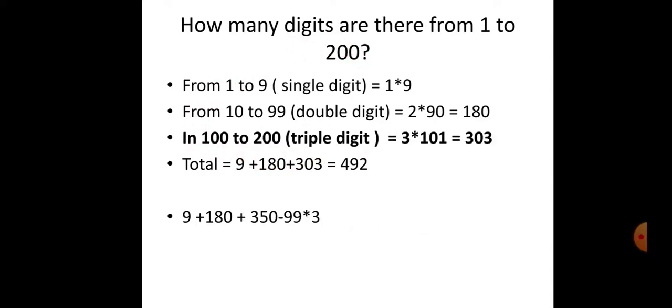And how many digits are there from 1 to 200? For 1 to 200, again this process repeats. This is for 1 digit, 2 digit, and 3 digit. 3 digit starts from 100, and from 100 to 200, there are altogether 101 terms. So we need to multiply 101 by 3, and if we add this all, we will get 492. In this way, you can find the number of digits.